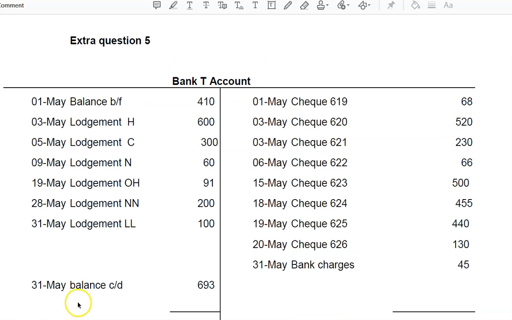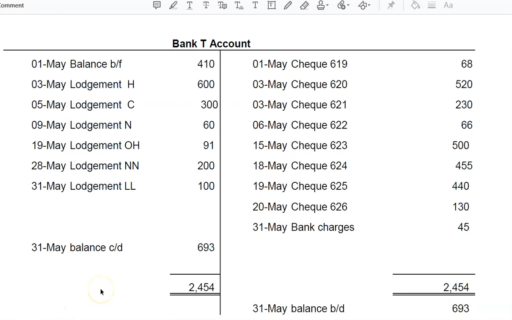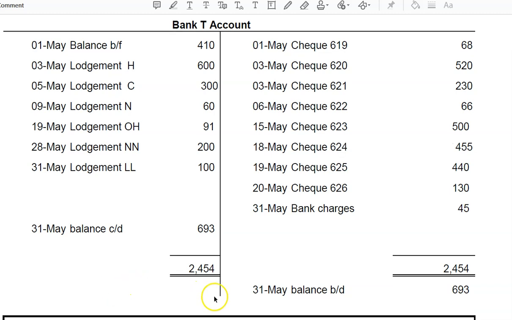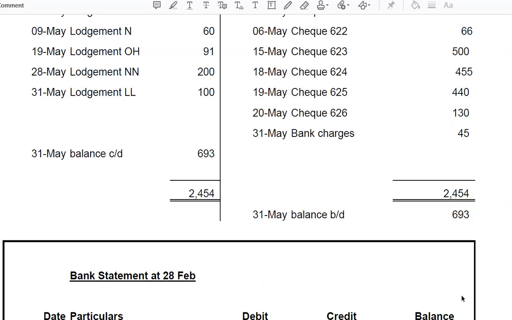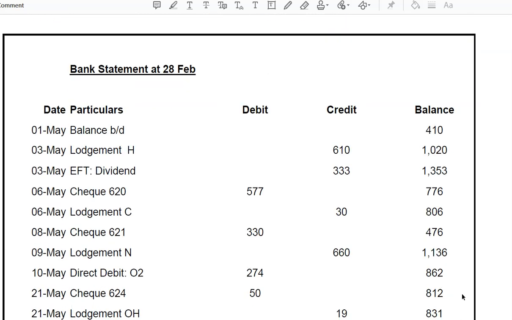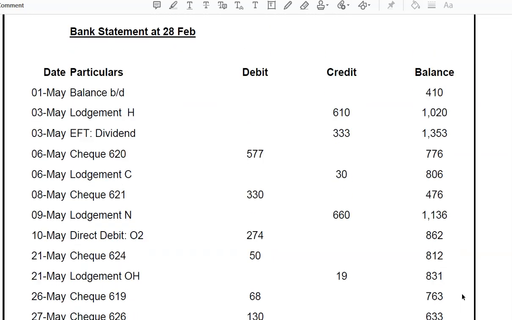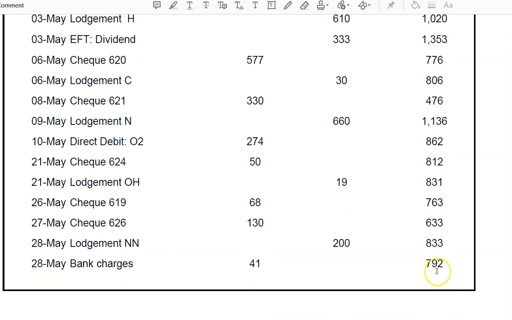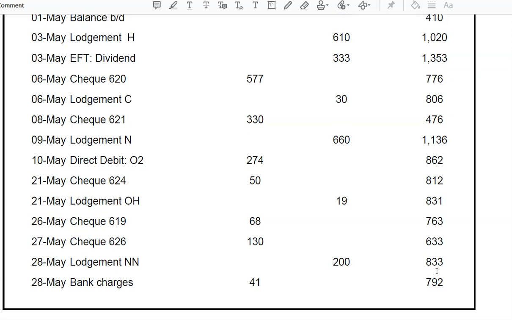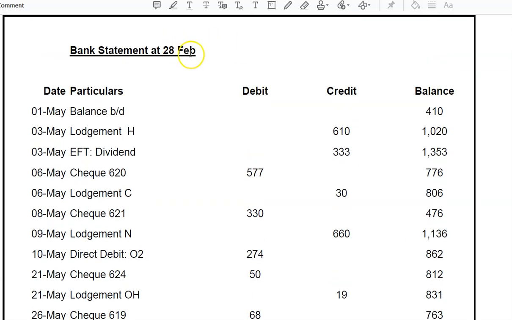Hi, in this video we're going to look at how to do a bank reconciliation question. We are given a bank T account, which is the customer's records, and we see here the closing balance is 693 credit, which means the customer thinks at the end of May they owe 693 euro to the bank, versus the bank statement down here, and the bank says a positive 792 euro. That should say May there.